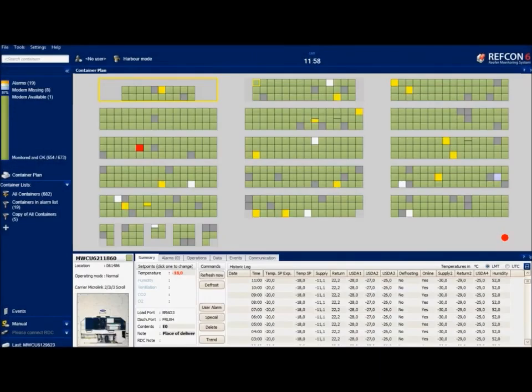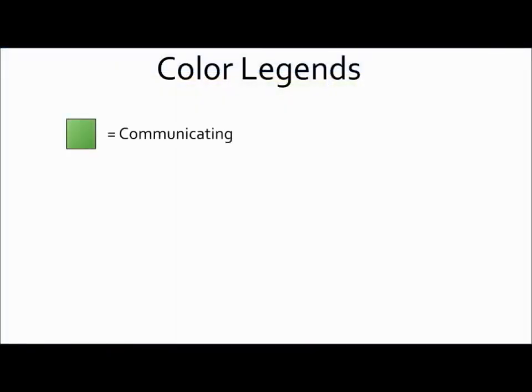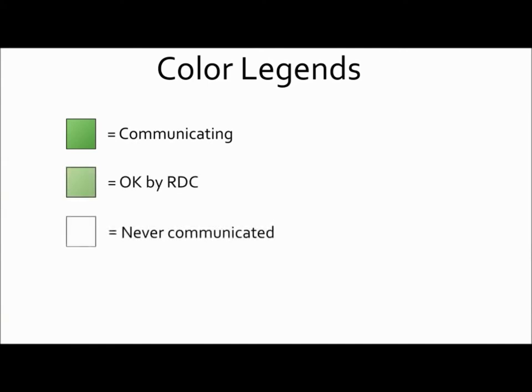As you can see, each container square has a color legend that indicates the state of the container. If the legend is green, the container is communicating and has no alarm. Light green means that the container is monitored OK by the RDC. White means that the container has never communicated, probably because there is no modem installed in this container. When the color is light blue, the container has a modem available, but has not started communicating. If this persists, we recommend that you repair the modem.